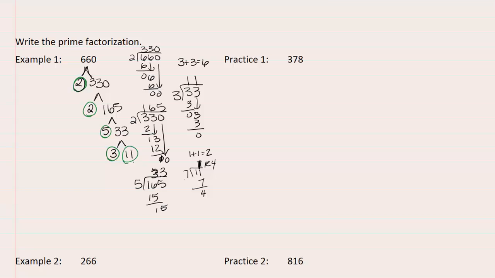So now that I have no more numbers that aren't prime to divide, I can list my prime factorization. My prime factorization would be 2, and I have 2 2's, so 2 squared. Remember that little 2 up top is called the exponent. It tells me how many of the base number I had. Times I have a 3, and I have a 5, and an 11. So the prime factorization of 660 would be 2 squared times 3 times 5 times 11. Now I would like you to pause the video and try practice number 1 on your own.